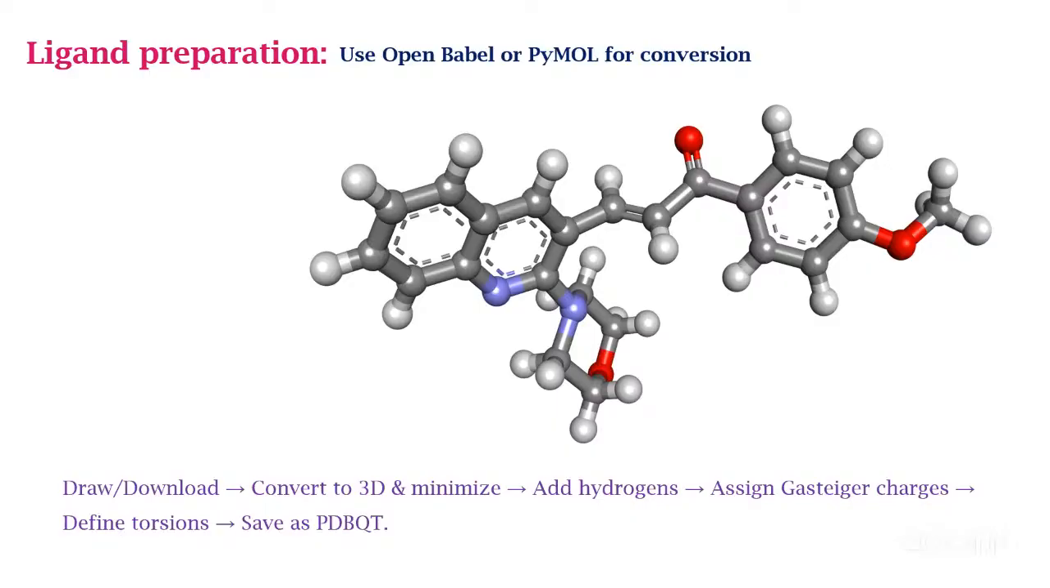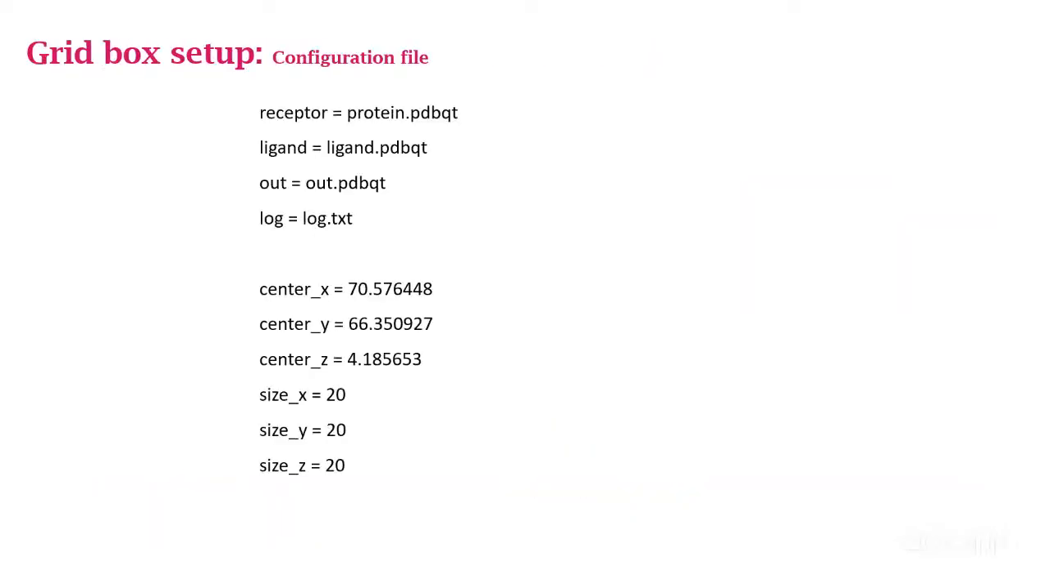Now, grid box setups. While running AutoDock Vina, you will require a configuration file, and in that configuration file you have to specify which is the receptor, which is the ligand, which type of file you want as an output file, and then the log file, that is the result file in text format.